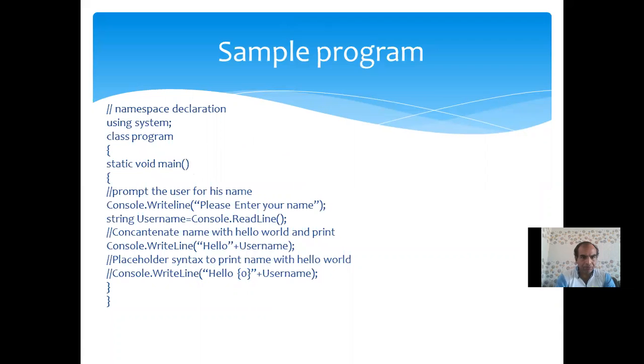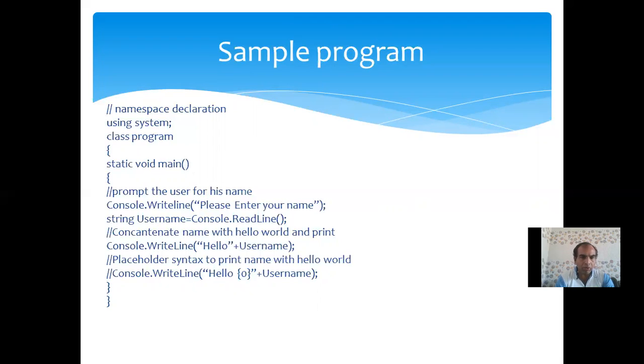See the program: namespace declaration, using System, class Program, static void Main. First of all, we are prompting the user, so we are giving a comment: prompt the user for his name. When you give the comment, it shows how we are writing the program. So the statement is Console.WriteLine, Please enter your name.